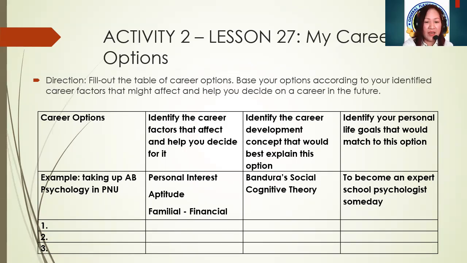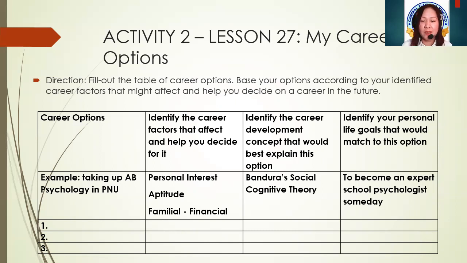So identify the career factors that affect or can help you decide for it. Siyempre, personal interest, that's my interest, psychology. Aptitude, andun yung skills ko. And of course, yung familial, the financial matter. PNU is a state university, so definitely free ang tuition fee. So nasosolve yung financial concern ko dyan. Next, identify the career development concept that would explain your option. Siyempre, ang pinili ko si Bandura's social cognitive theory, kasi dun yung swak yung decision ko.